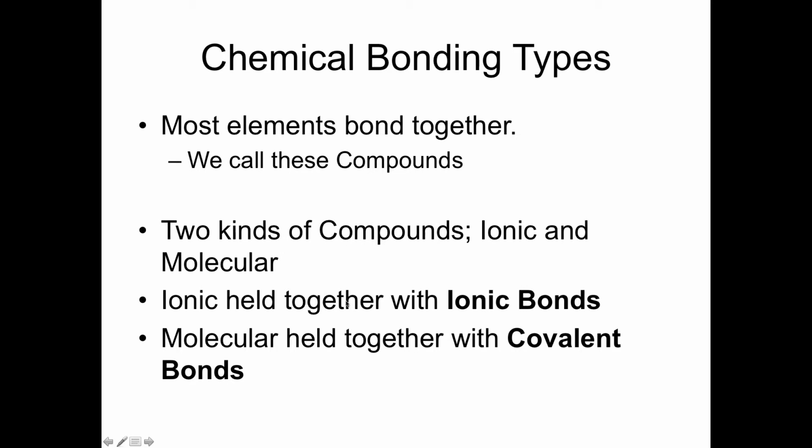There are 2 kinds of bonds out there. First one we're going to talk about is ionic bonds. Ionic bonds are held together by a transfer of electrons, and ionic compounds have ionic bonds. Covalent bonds are involved with sharing electrons, and molecules or covalent compounds have covalent bonds. So that's pretty easy to remember. If you're an ionic compound, you have ionic bonds. If you're a covalent compound, you have covalent bonds.